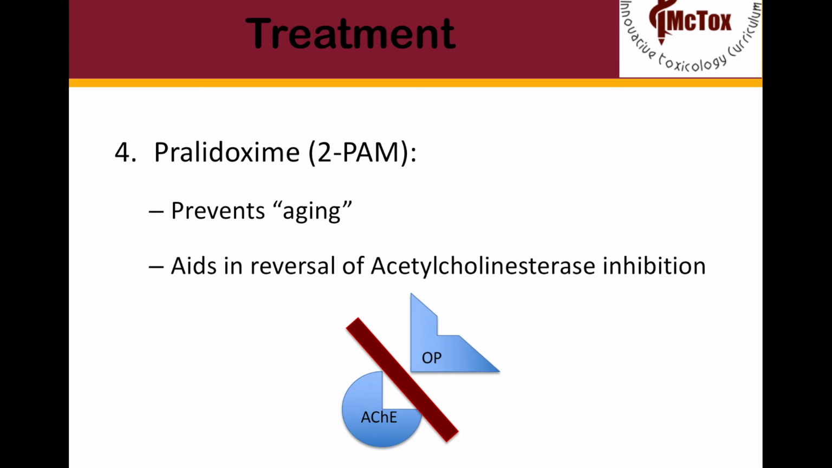Pralidoxime is the second antidote for cholinergic toxicity. It helps prevent the permanent attachment of the organophosphate onto acetylcholinesterase. This regenerates the enzyme's activity. Pralidoxime is useful with organophosphates only and not carbamate compounds, as they do not form permanent bonds to acetylcholinesterase.